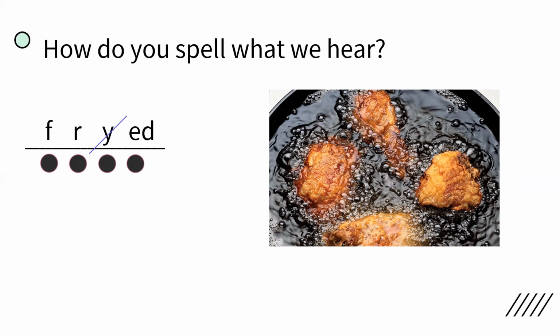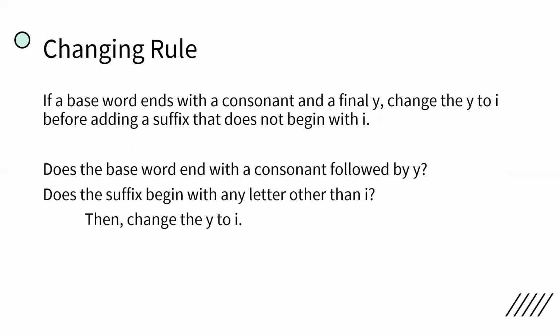In this case, I'm going to change the Y to an I because the I sound is no longer at the end of the word, so I can use the I. So putting it all together, fried would be F-R-I-E-D. So our changing rule is this. If your base word ends with a consonant letter and then a final Y, we're going to change that Y to an I before adding a suffix that does not begin with I.